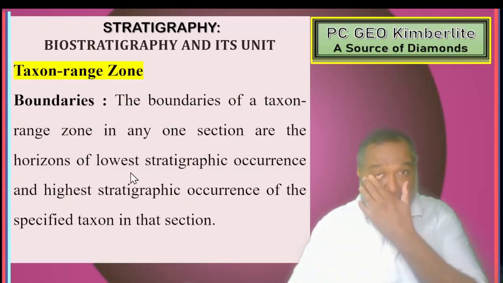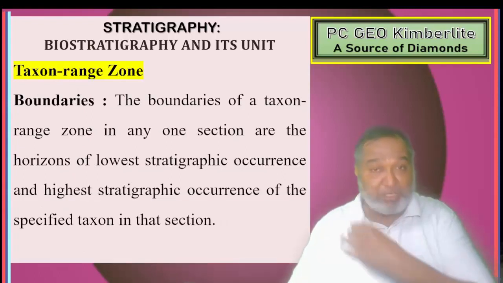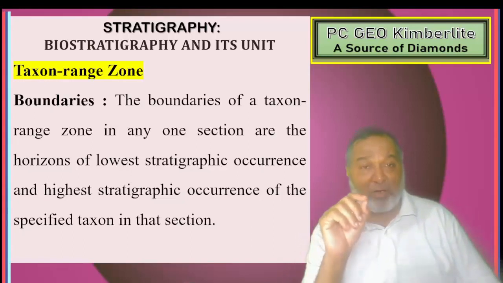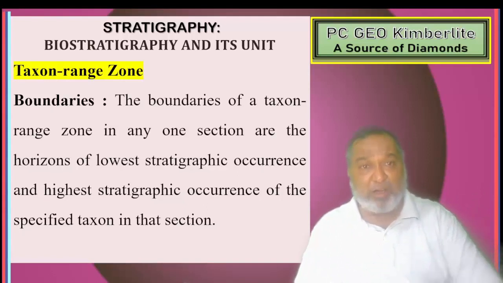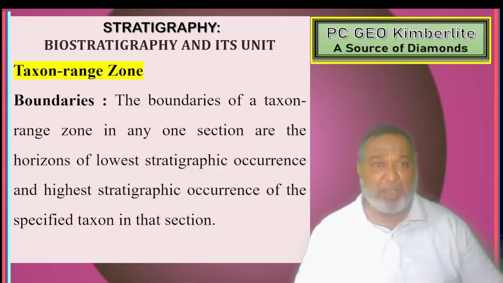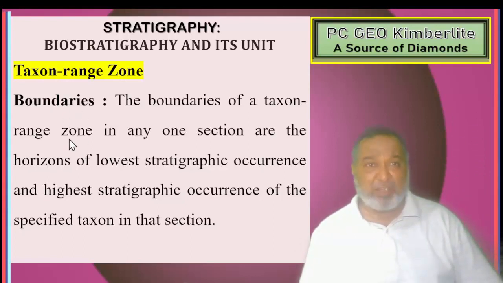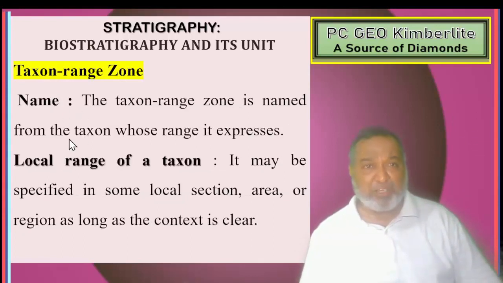Now what are the boundaries in this? The boundaries of a taxon range in any one section are the horizon of lowest stratigraphic occurrence and highest stratigraphic occurrence of the specified taxon in that section. Means the lower as well as the upper section has to be there in that boundary. So that is what we have, the boundaries of the taxon range zone.